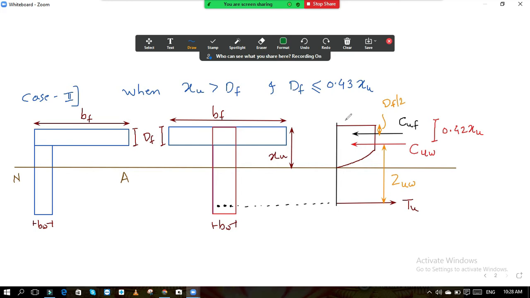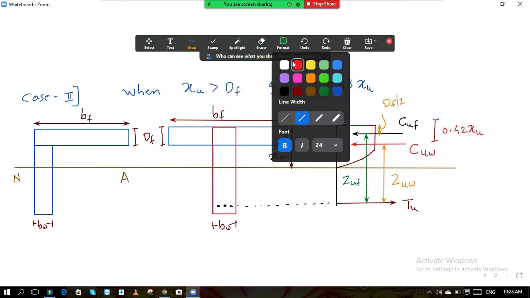And then this lever arm is called ZUF. Okay, so this is the lever arm distance between the compressive force in flange and the tensile force. Okay, I hope now up to this part it is clear to you. So now we will write the values of these forces. What are the values?